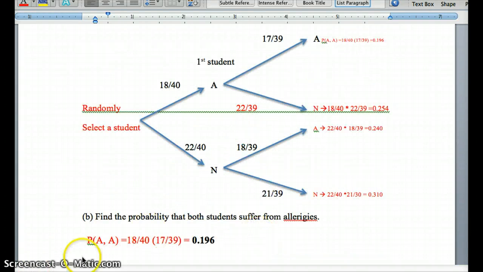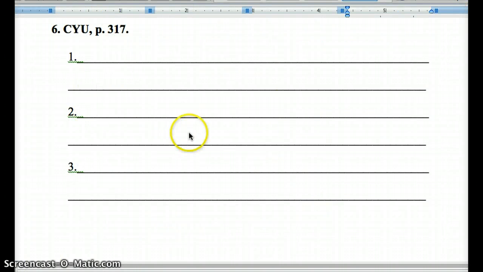Okay, for both students suffering from allergies, follow branch 1, allergy, 18 over 40, that's where this number comes from, 17 over 39, and we multiply it to find the likelihood that both events occur. Okay, go on to this check your understanding on page 317. I'd like you to work with your group. Pause the video now. Once you're done, please check your work.